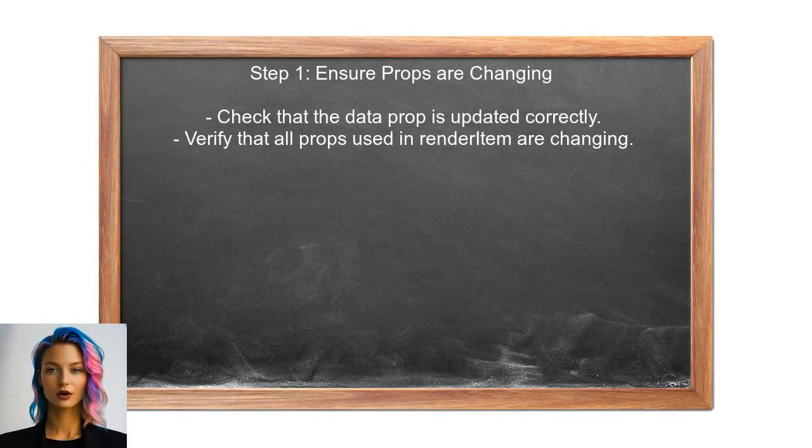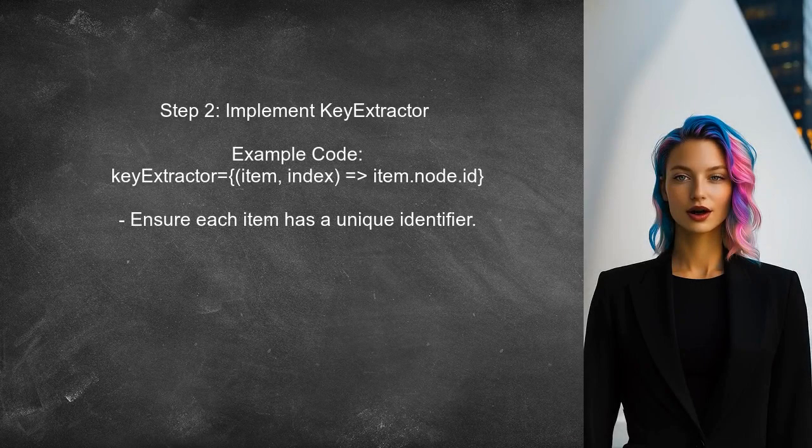To address the issue with the FlatList not re-rendering, the user should first ensure that the props being passed to the FlatList are changing correctly. This includes the data prop and any other props that the render item function depends on. Next, the user should implement a key extractor function that returns a unique key for each item. This helps React identify which items have changed, are added, or are removed.